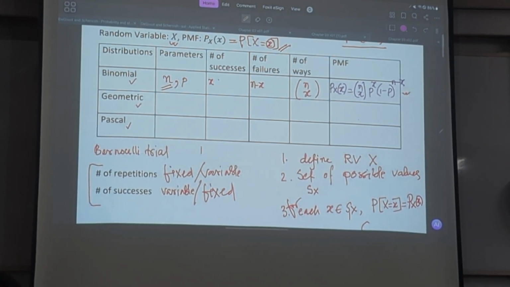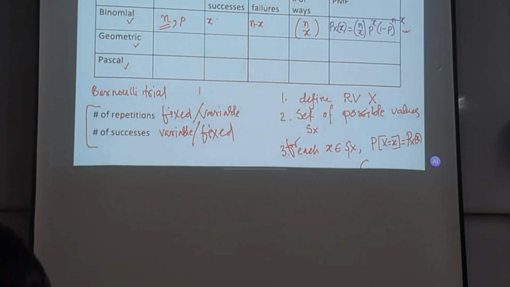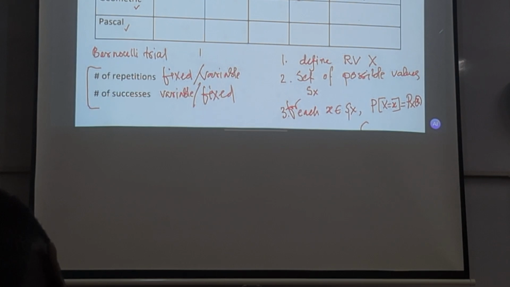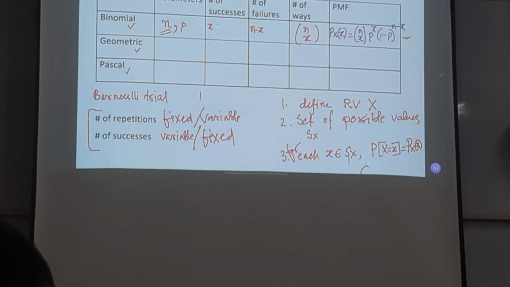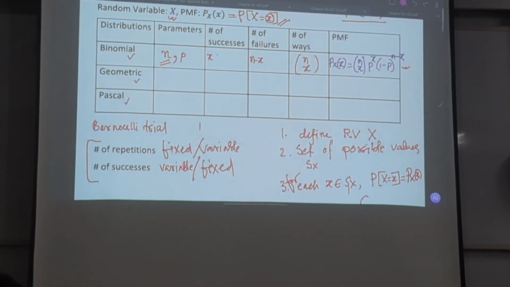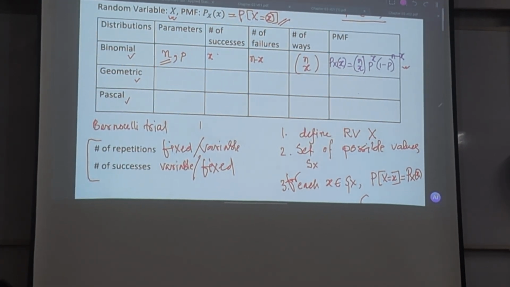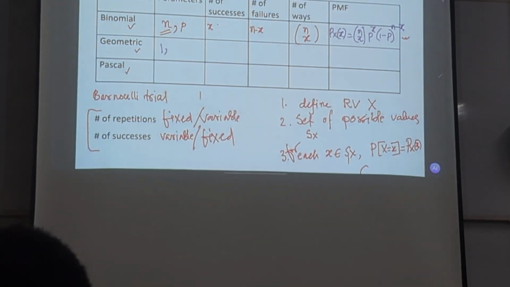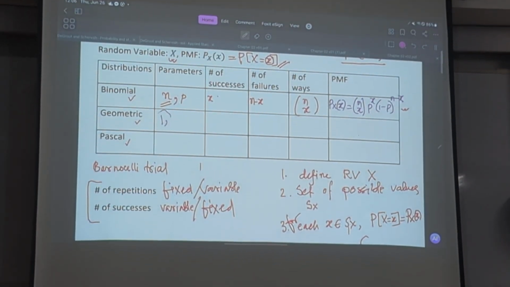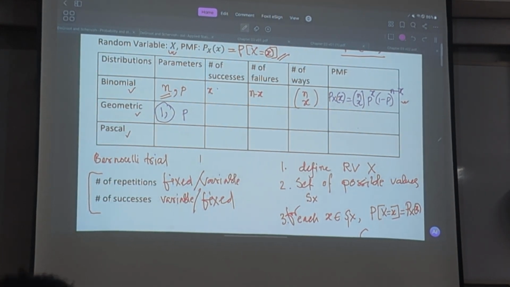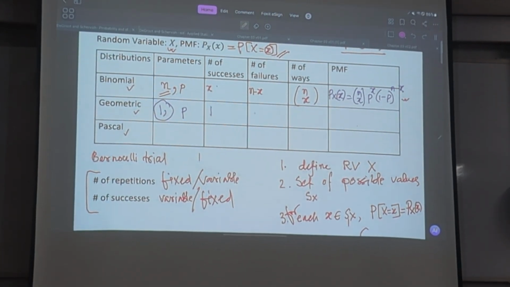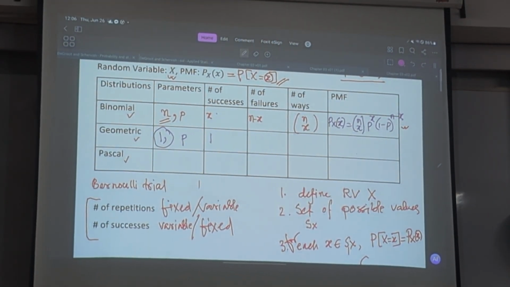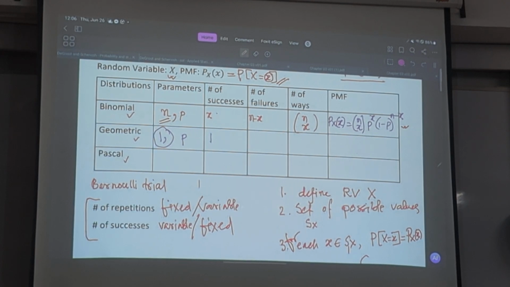In the second, if you consider geometric, what is the variable here? Number of repetitions or number of successes? Okay, and the constant is the number of successes. How many successes are there? Only one. So we have a parameter 1. Since the parameter is 1 constant, it does not appear. Just for simplicity, the only parameter is p, and the number of successes will be 1, and the number of failures will be x minus 1, since the random variable represents the number of repetitions x.